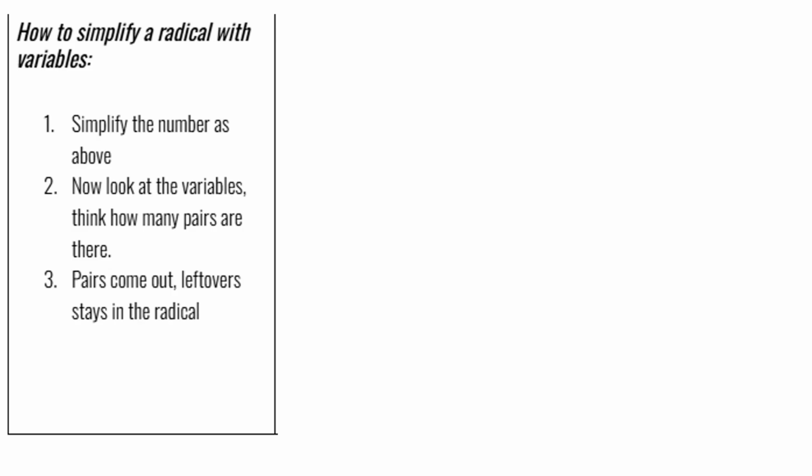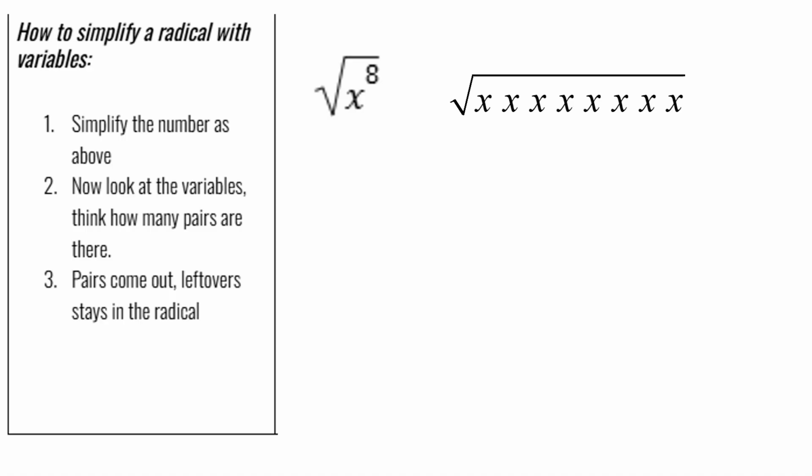Now we want to take a look at... all right, that was great. I now know how to simplify radicals with numbers, but what if we introduce variables? So what if I have x to the 8th? The easiest way to think of this is that x to the 8th is like having 8 x's underneath my radical. And in order to figure out what a perfect square is, I want 2 of them.